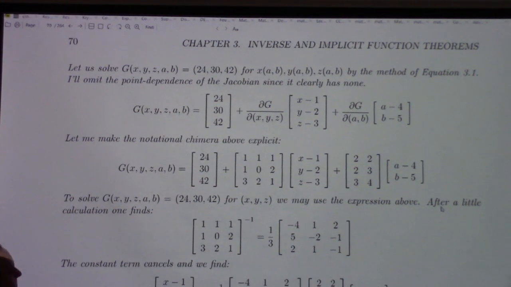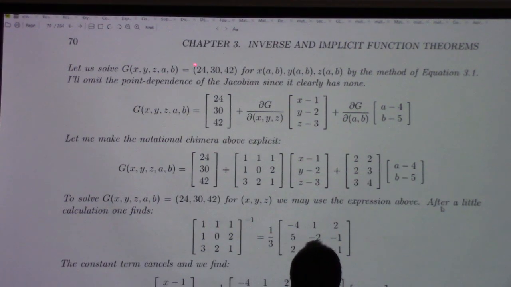And if we go on here, I can solve for this. I can look for x and y and z as functions of a and b. And here actually is straight up the linearization of that system of equations using the Jacobian. All right? You could teach linear algebra with this. I never have, but this actually is a method of calculation. Okay, so notational chimera explicit. It's a mix of things.